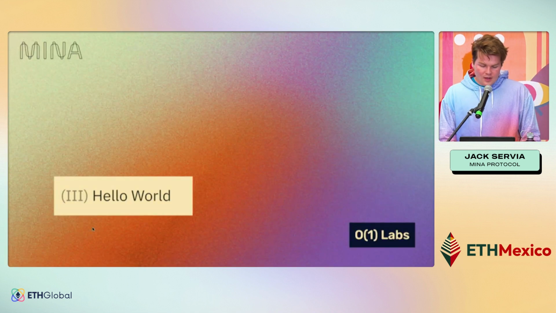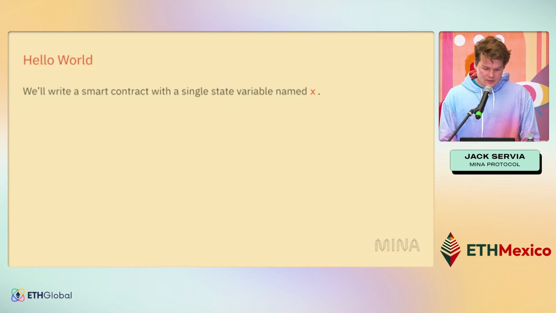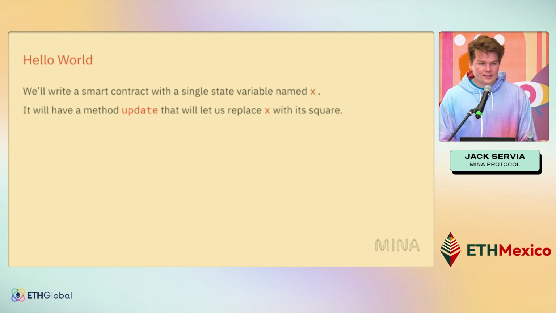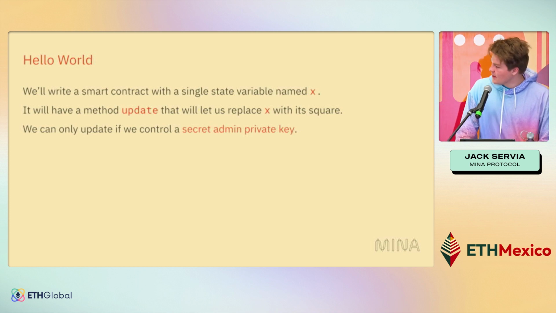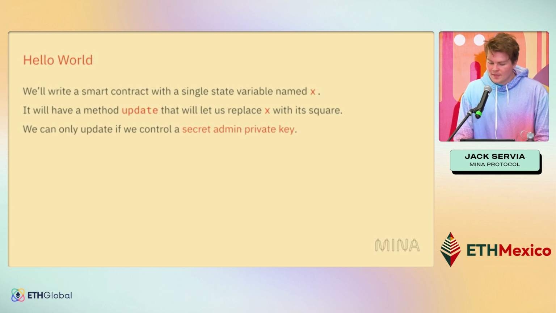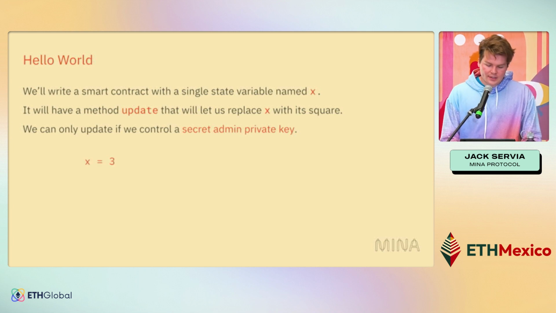So yeah, let's look at a hello world example. We're going to write a smart contract with a single state variable called x, and it will have an update method that will let us replace x with its square. And we can only update it if we control a secret admin private key. So this is kind of the requirements for our contract, and now I'll get into how you build it.